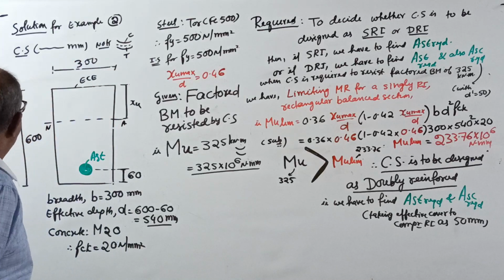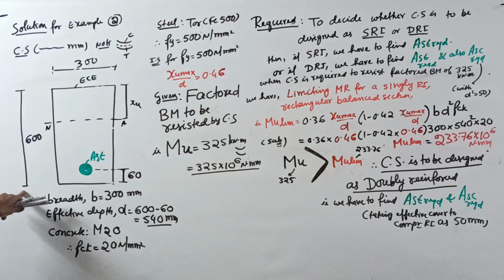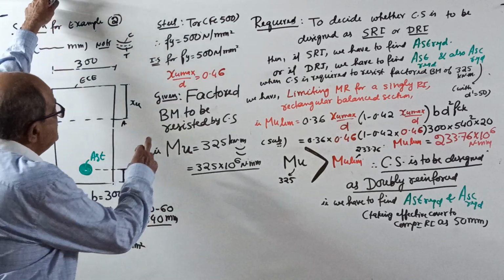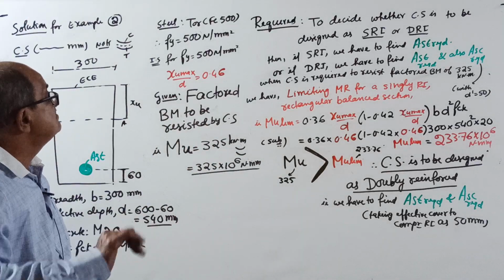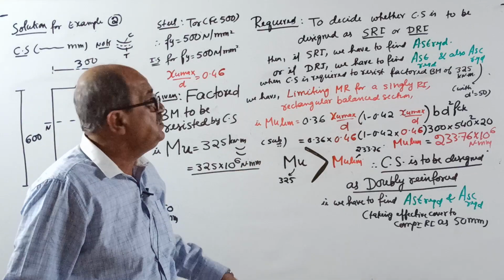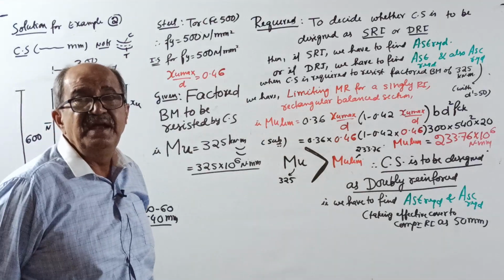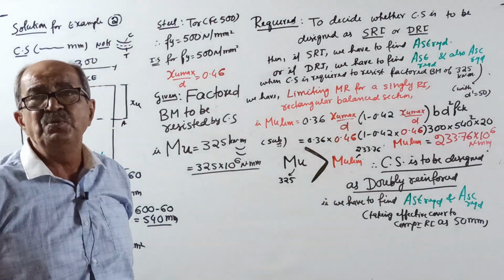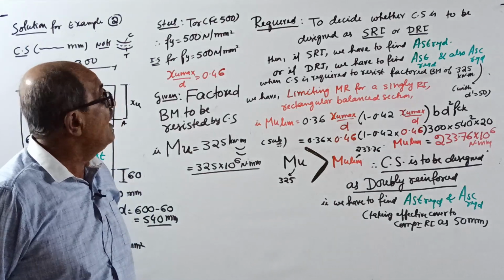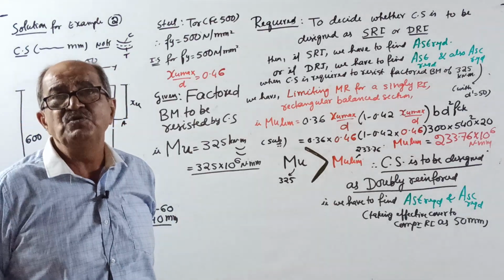A rectangular section of an RC beam has a width of 300 millimeter and a depth of 600 millimeter. It is required to resist a factored BM of 325 kilonewton meter sagging. Taking M20 concrete and Fe 500 steel, decide whether the cross section is to be designed as singly reinforced or doubly reinforced, and accordingly find the cross sectional area of longitudinal reinforcement required.